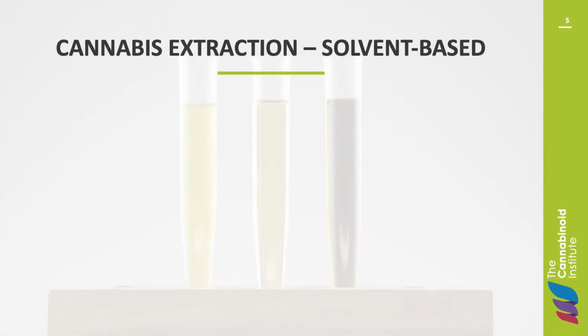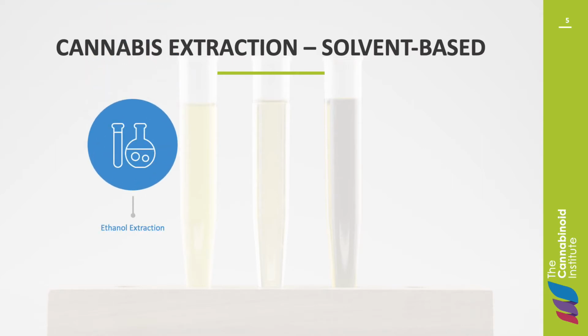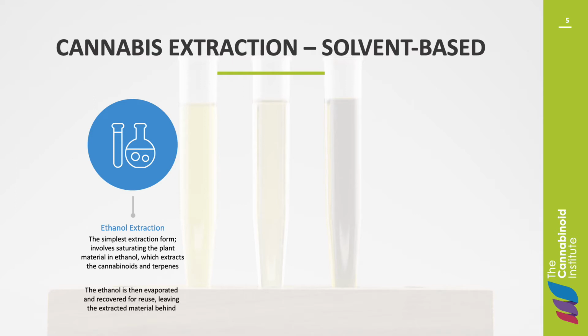The first solvent-based cannabis extraction we will be discussing is ethanol extraction. This is the simplest solvent-based cannabis extraction form and involves saturating the plant material in ethanol, which then extracts the cannabinoids and terpenes from the plant material. The ethanol is then evaporated and recovered for reuse, leaving the extracted material behind.